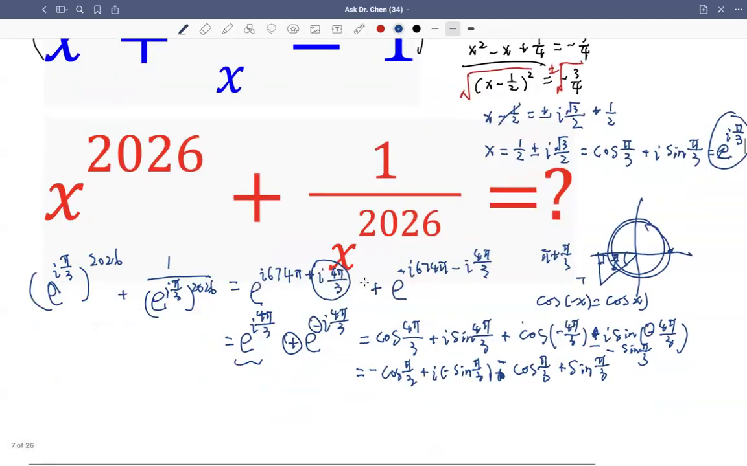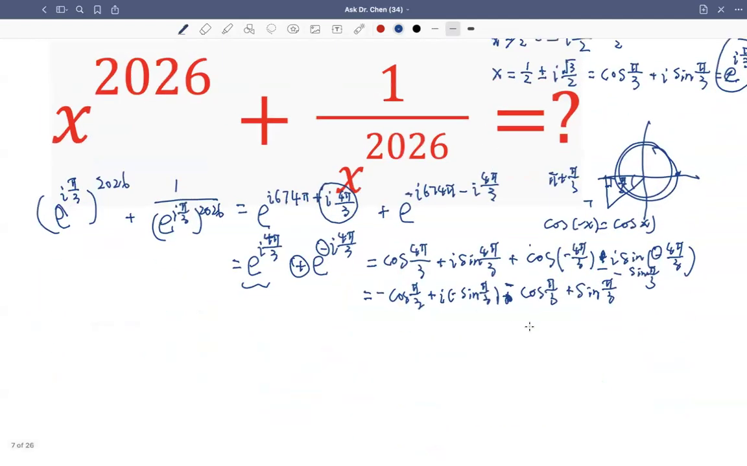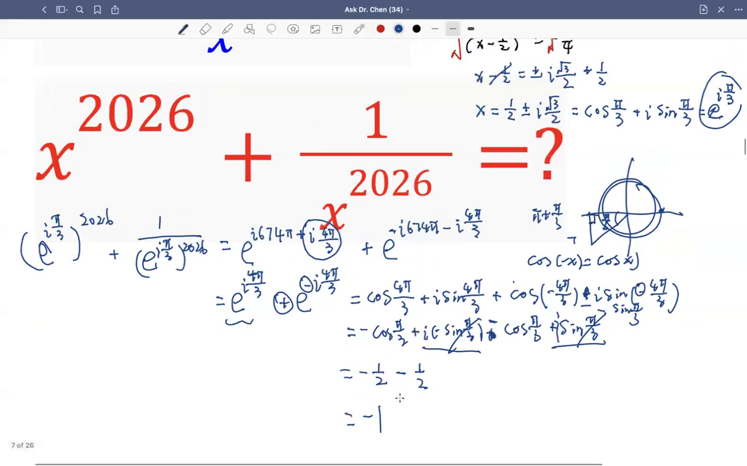Now let's see. We have a negative cosine pi over 3. Remember, cosine pi over 3 is half, so we get negative half. Then we have i times negative sine pi over 3. Oh, this is a missing i. We have a negative term and a positive term that cancel out to be 0. We have this negative cosine pi over 3, negative half. Well, negative half minus half, that's negative 1. So this is still negative 1.